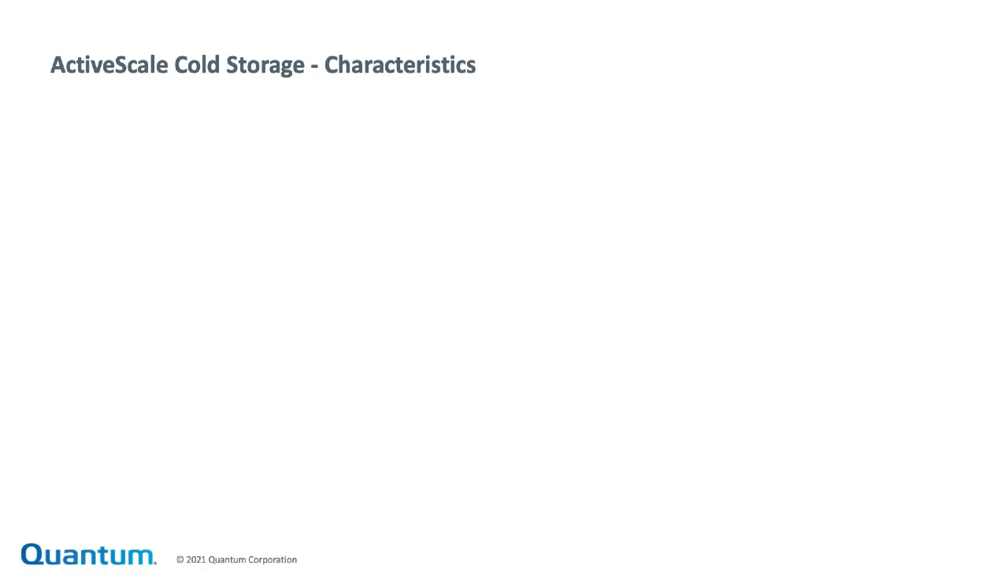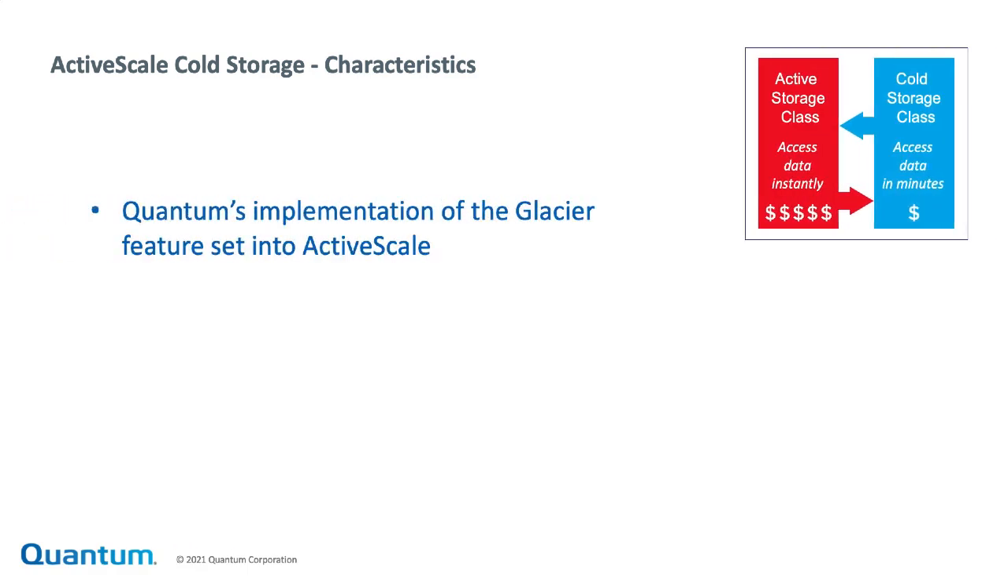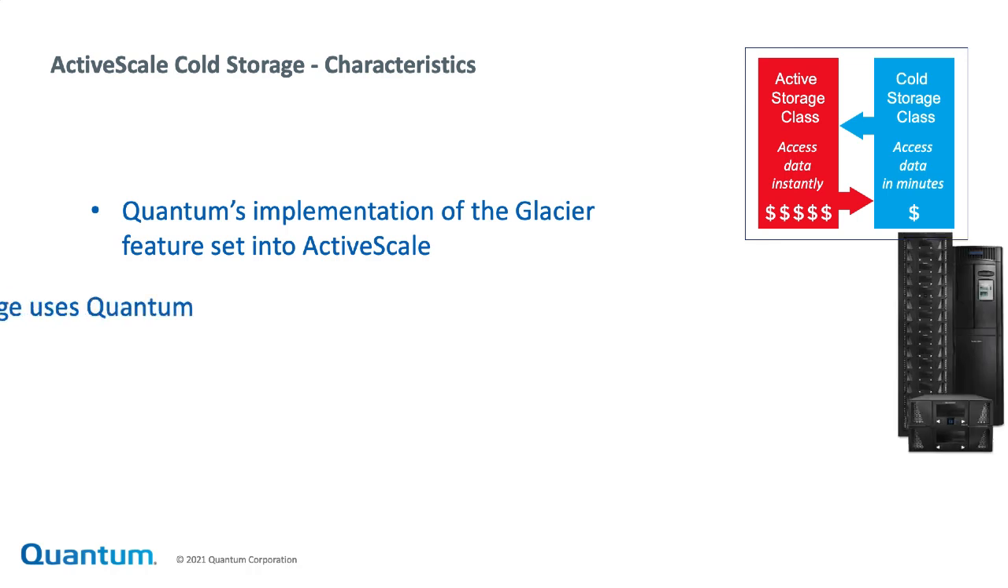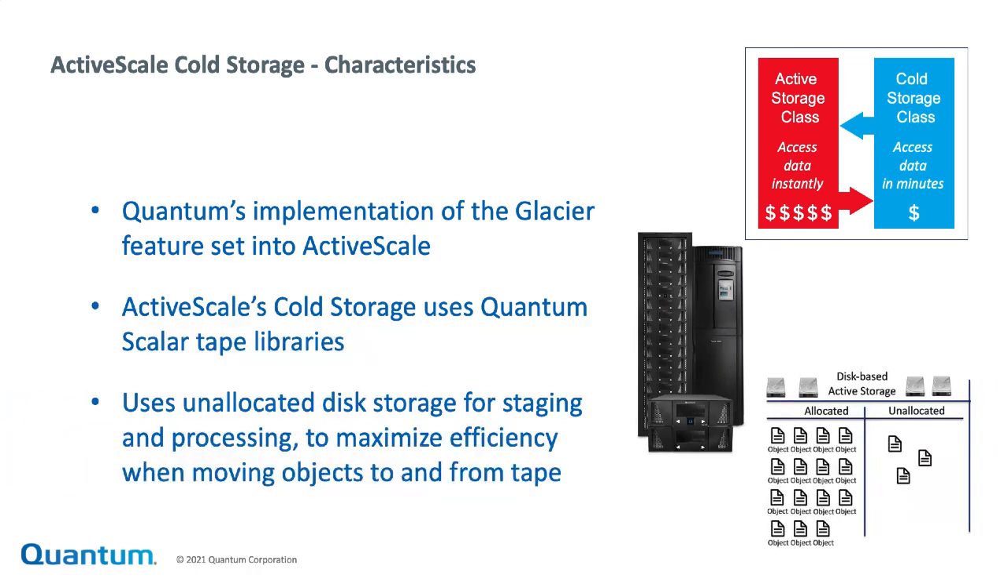So ActiveScale cold storage. This is Quantum's implementation of the Glacier feature set into ActiveScale. ActiveScale's cold storage uses Quantum tape libraries, and it uses unallocated hard drive storage for staging and processing to maximize efficiency when moving objects to and from tape.